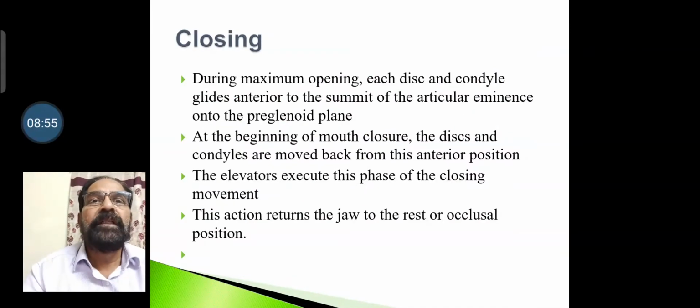Closing. During maximum opening, each disc and condyle glide anterior to the summit of the articular eminence onto the preglenoid plane. At the beginning of the mouth closure, the disc and the condyles are moved back from this anterior position. The elevators execute this phase of closing movement. This action returns the jaw to the rest or occlusal position.